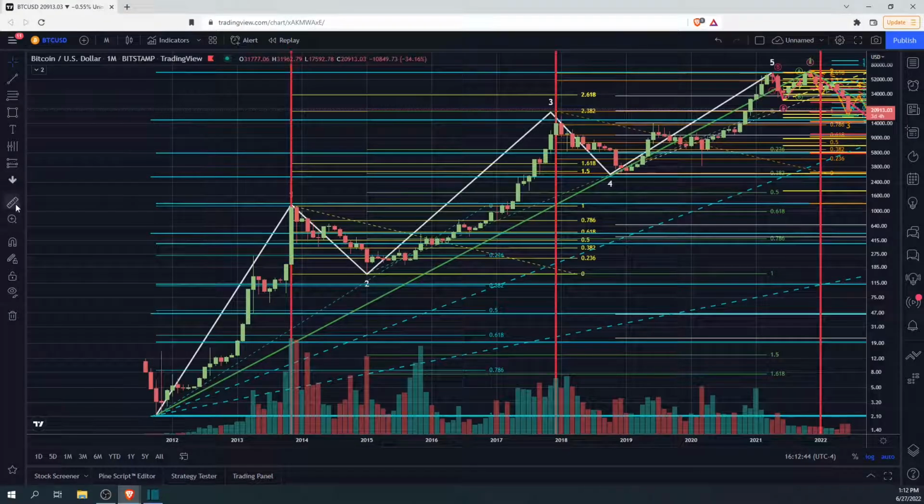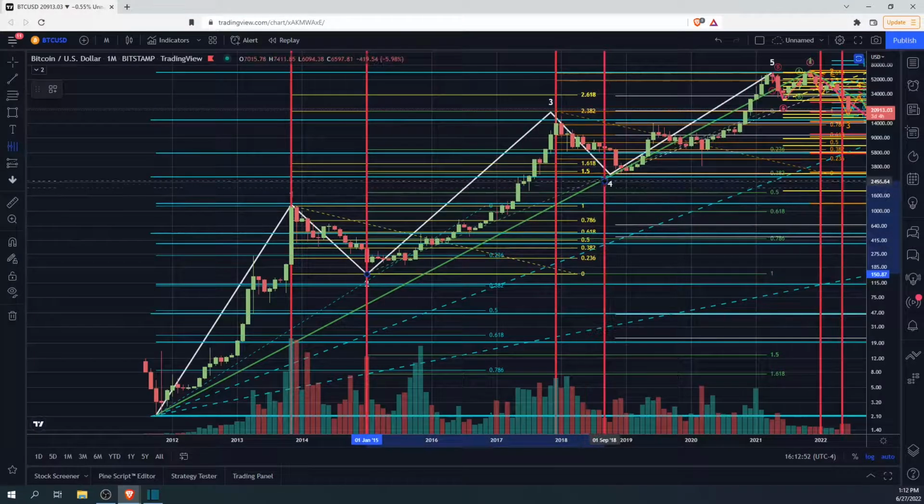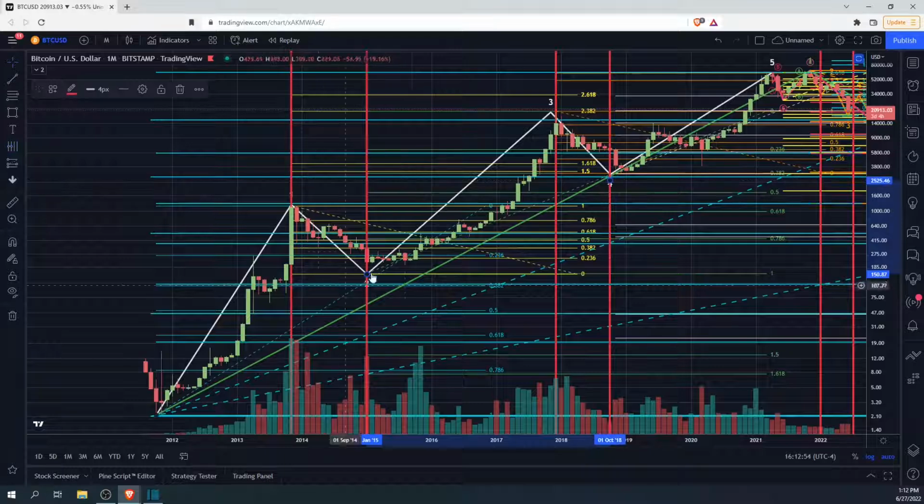So we're going to do the exact same thing once again. We're going to take our time cycle tool. We're going to pick the bottom right here, or our 2 of the macro 5-wave structure, and then we're going to draw that one to the 4, which is the bottom of our 3 of the macro 5-wave structure.